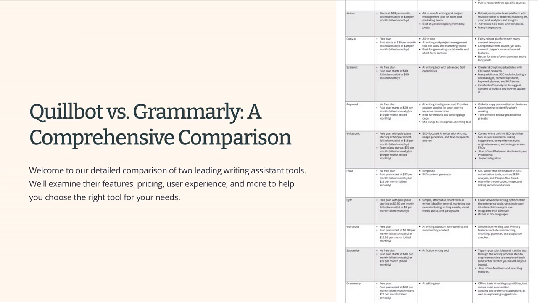Starting with features, Grammarly offers spelling, grammar, punctuation, and style corrections, along with a plagiarism checker. It also provides detailed explanations for corrections and weekly progress reports. On the other hand, Quillbot focuses more on paraphrasing. It restructures sentences while maintaining the original meaning, making it a great tool for avoiding plagiarism and improving sentence readability. However, it doesn't offer the same depth of grammar and style corrections as Grammarly.